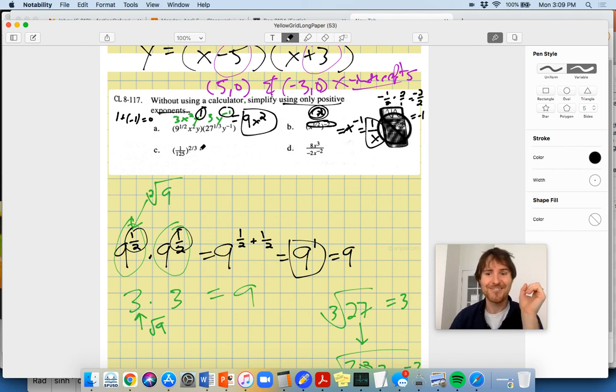Ooh, these are tricky. Emma's gonna have a lot of work correcting these. Sorry, Emma.